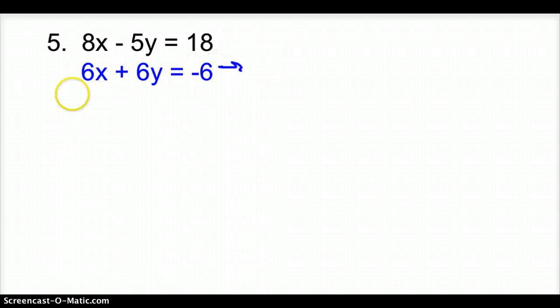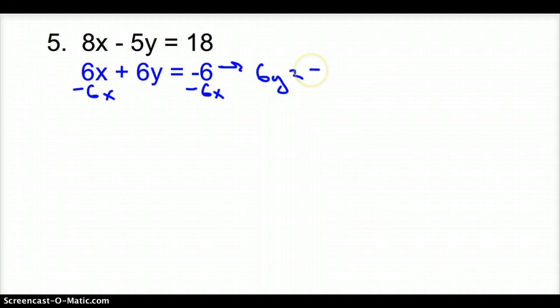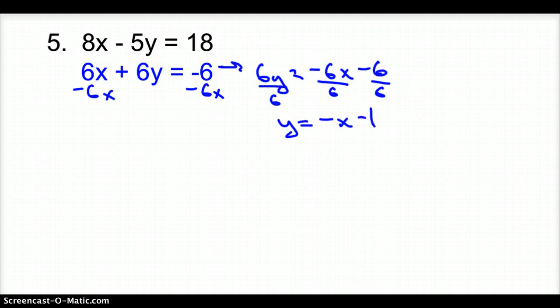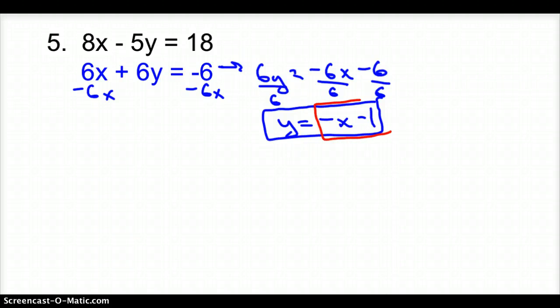Well, let's try it. What would happen if I would subtract the 6x over to the other side? Well, then I would get 6y equals a negative 6x minus 6, yes? Now I can divide out that 6 off of y. So now we have y equals a negative x minus 1. Now I have y solved for. Now I can plug this in, the part that I'm squaring up in red, in for that y.